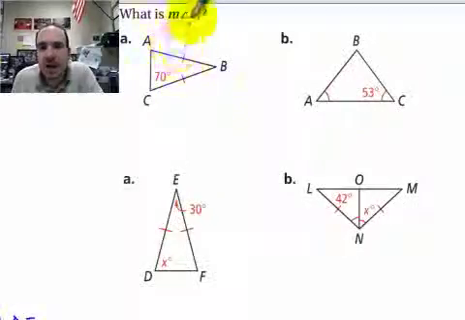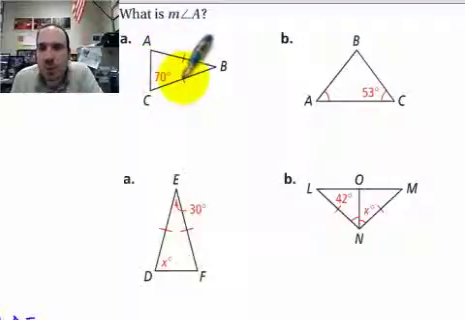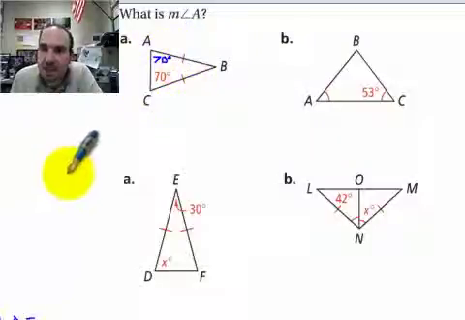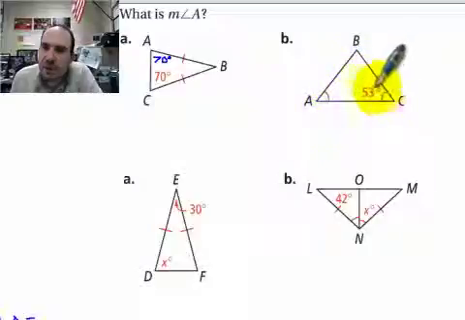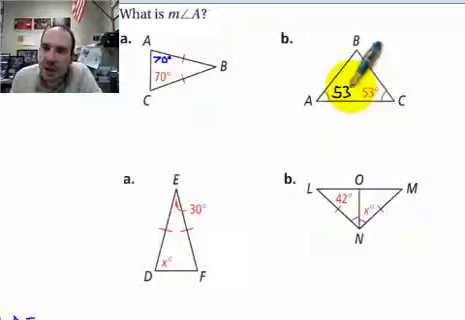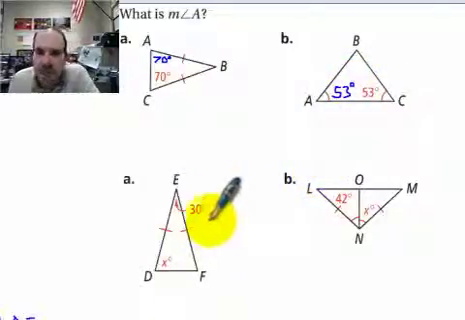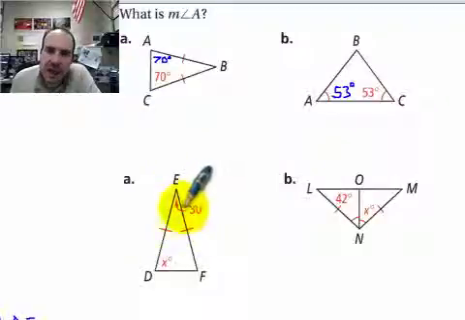Alright, next problem, the measure of angle A. Well, congruent sides means congruent angles, so angle A is 70. The next one here, well, I have congruent angles, so if this is 53, then this is 53. That was pretty straightforward. I almost feel like it was a trick question. It was so easy.